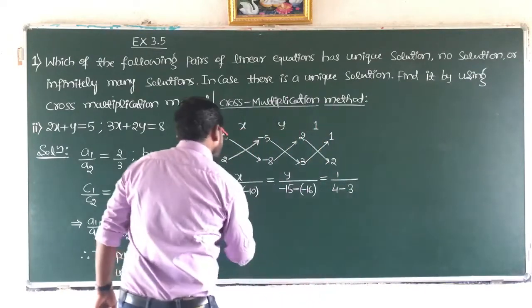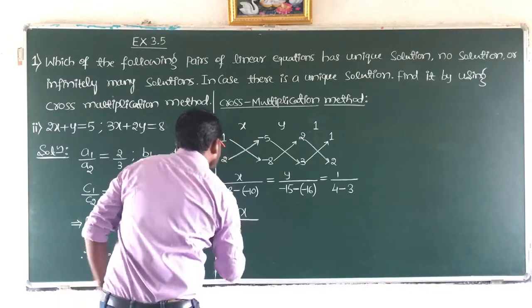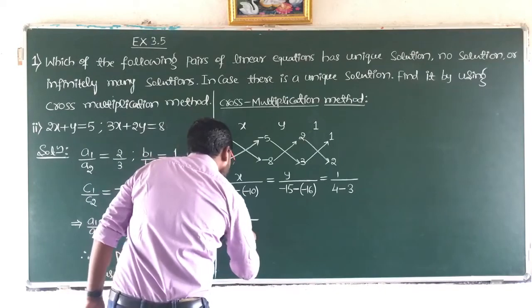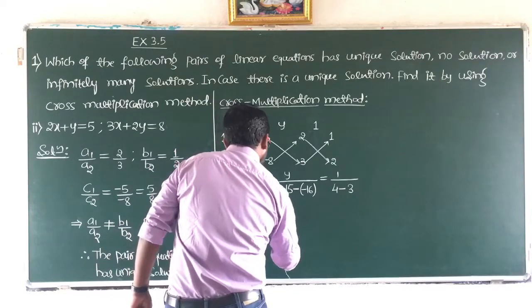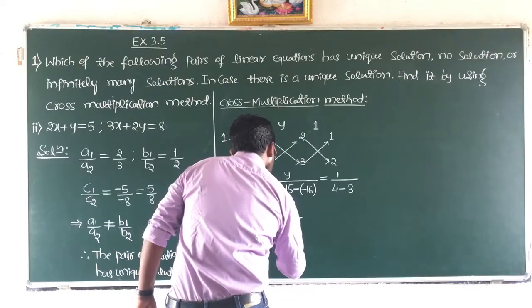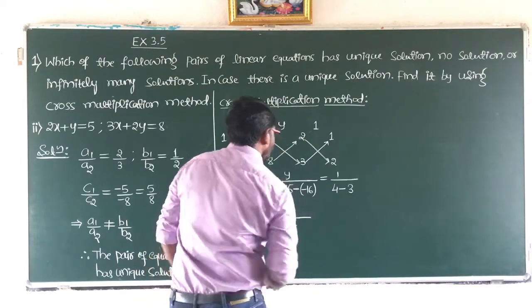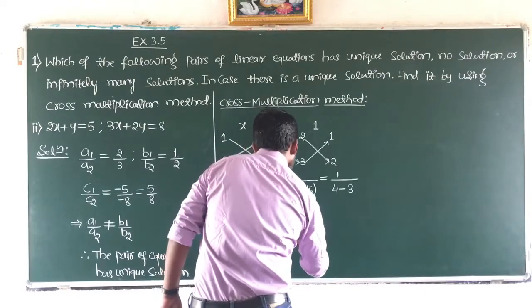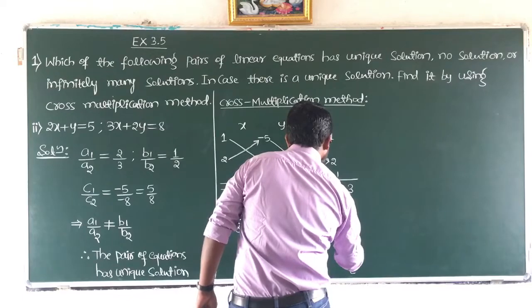So now x divided by minus 8, minus into minus will be plus 10, equals y divided by minus 15, I write it as it is, then minus into minus is plus, so we get 16, equals 1 divided by 4 minus 3, which is 1.